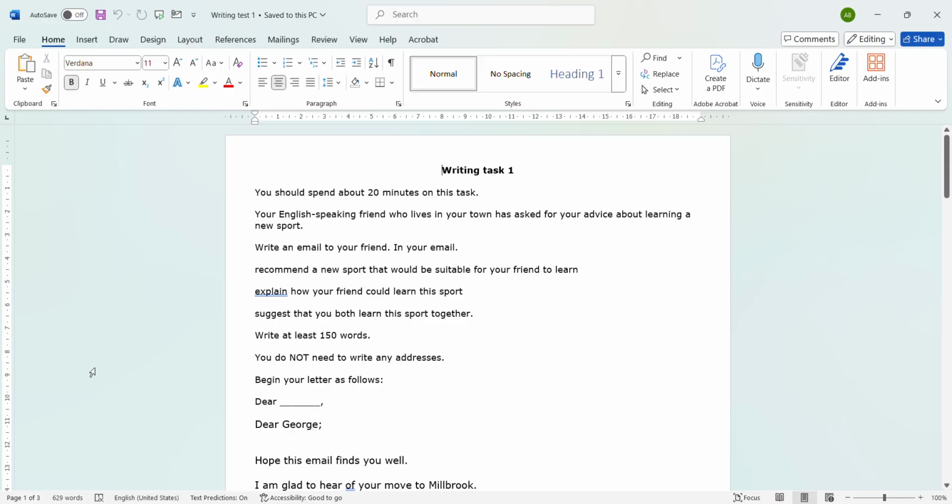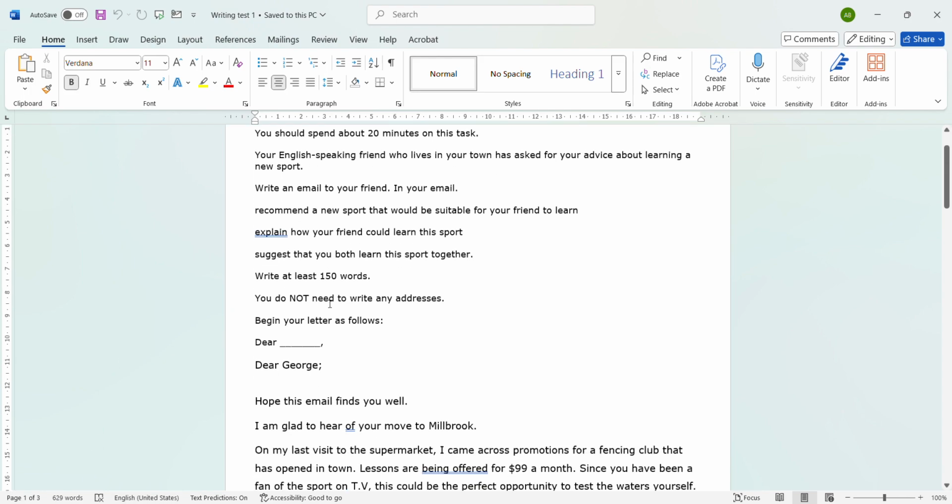So the first task that we are going to address is the writing task 1, and in the general training exam, writing task 1 will be a letter. It can be a formal letter or an informal letter or a semi-formal letter. In this example that we are looking at, it is an informal letter where you are asked to write to a friend.